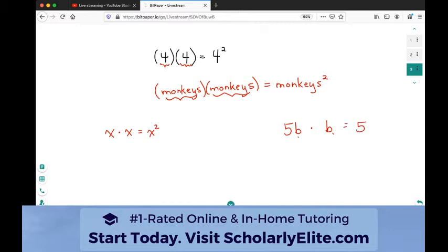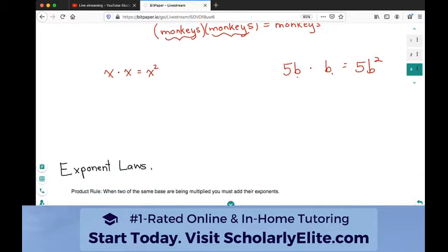So you actually get 5b squared. So we're going to go into how and why this all happens. I just wanted to explain to you guys that when we have something times itself, it's really important to remember that it has to be the same base, okay? Now, let's bring this back up here.